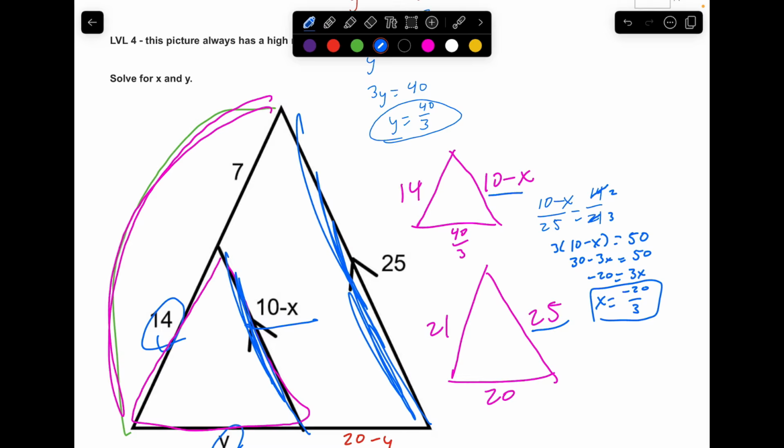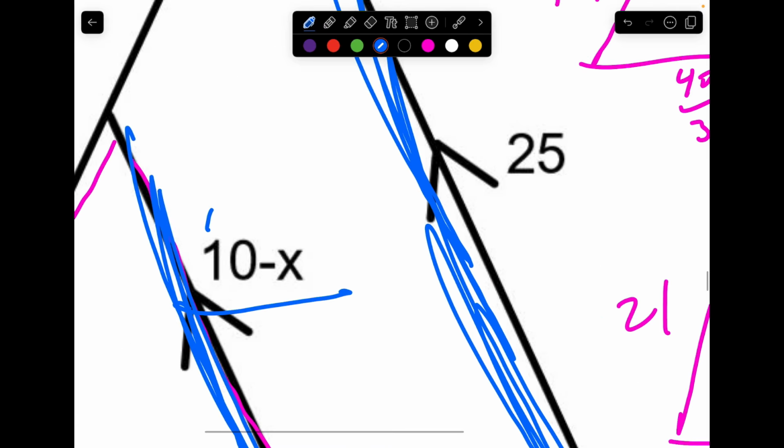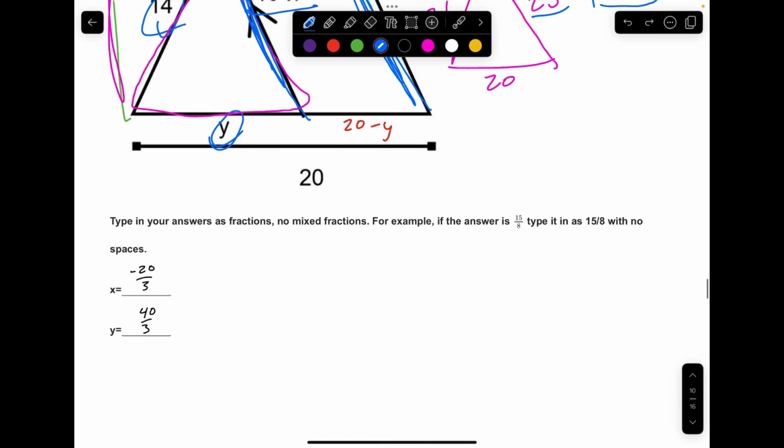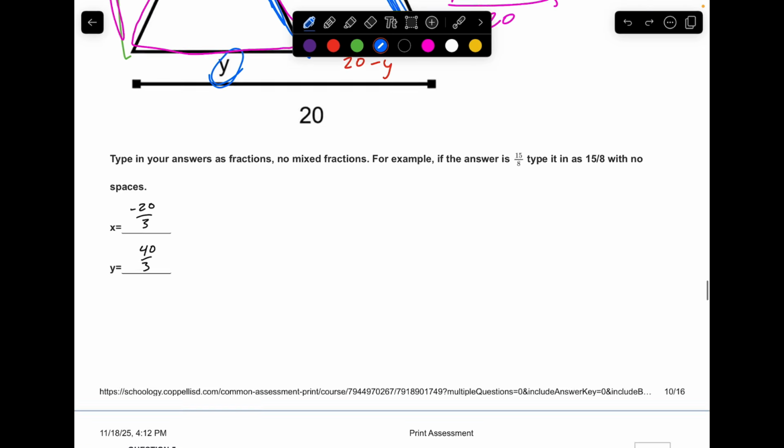Is negative okay for x? Yeah, plug in the negative here. 10 minus negative 20 thirds is 10 plus 20 thirds, my friends. And that's 50 thirds, so we are okay. We're okay. I'm okay. Are you okay? We're okay. And there's your answers, negative 20 thirds and 40 thirds. Feeling pretty good about that. I know you are too.